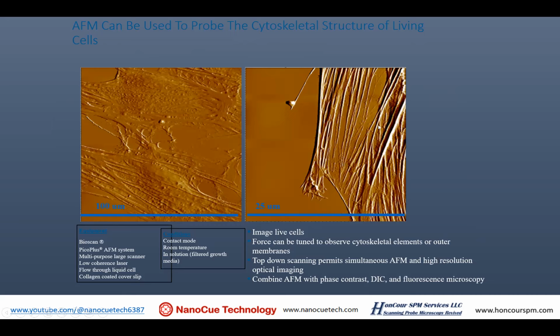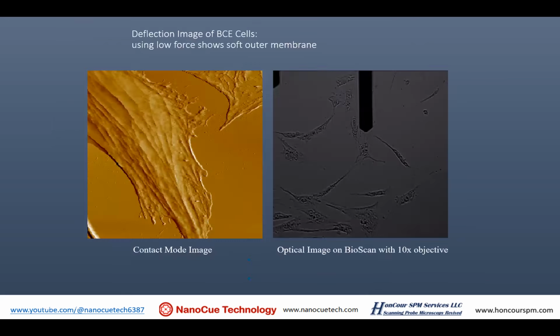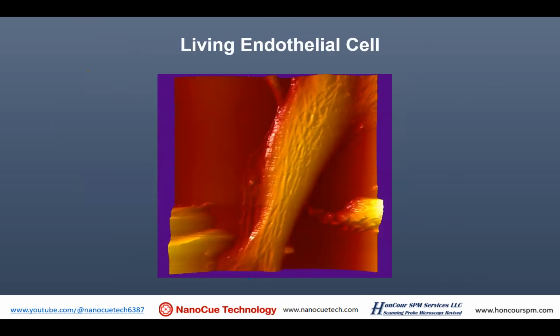And remember this one thing: try not to use a very sharp tip. You have to blunt your tip before you scan a living cell. And here's another endothelial cell, and this cell is alive. You can see that some material is ejected from the membrane, and the cell is actually exchanging material with its environment.